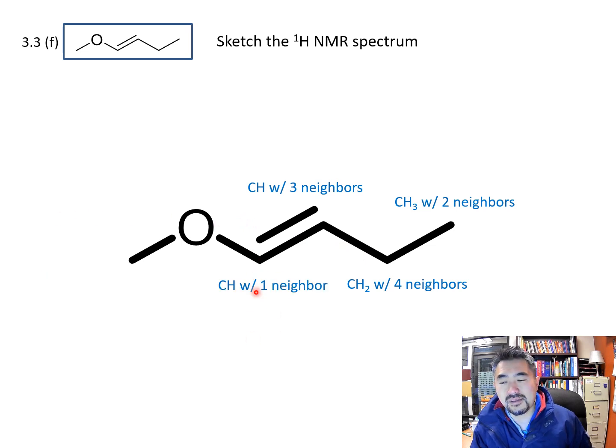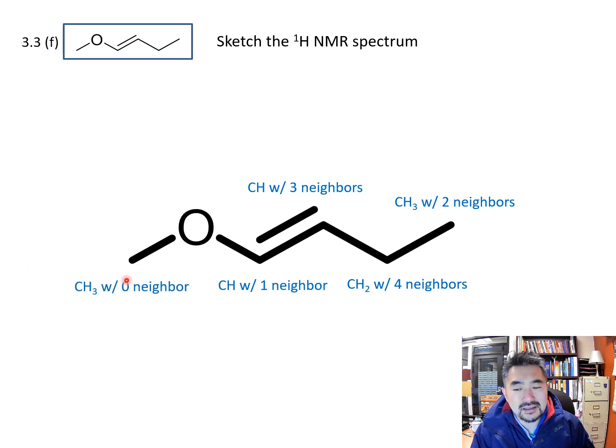This single proton here, remember the word is methine. If it's 2 hydrogens, the word is methylene. If it's 3 hydrogens, we call that a methyl group. Hopefully you remember those terminologies too. This guy has only 1 neighbor, so this should be a doublet. And lastly, this methyl group has 0 neighbors, so that should be a singlet.